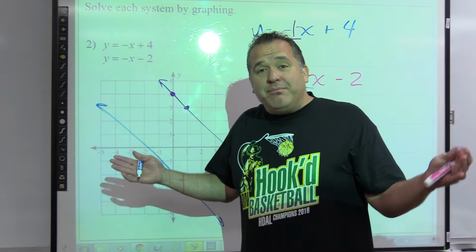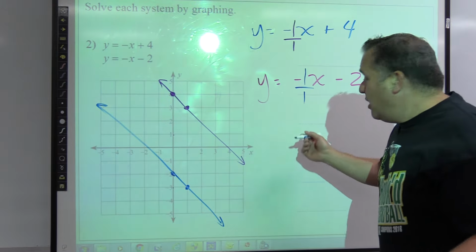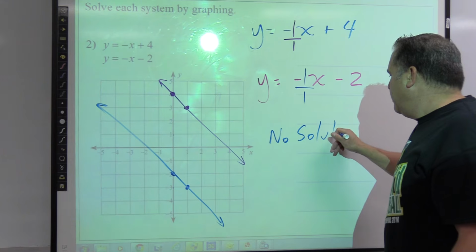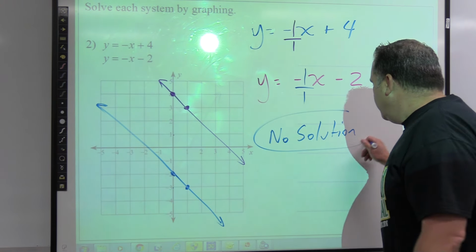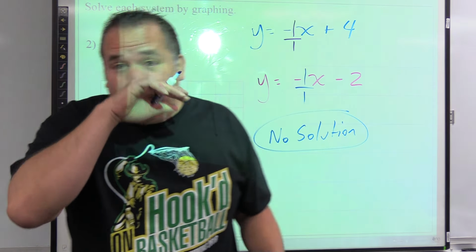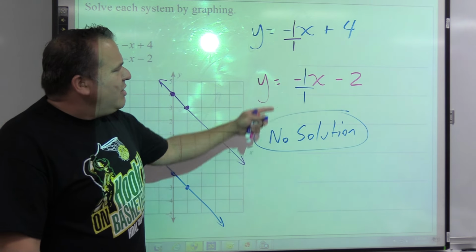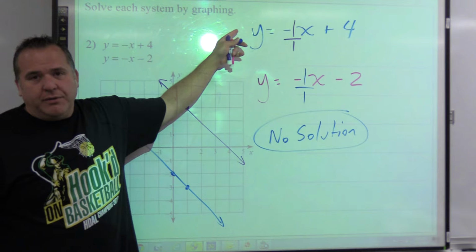So what we would write, because we don't have a solution, we would simply write no solution. And that's all we would write, because we don't have an answer. So it's no solution. Now, I want y'all to take a look at the two equations up here.